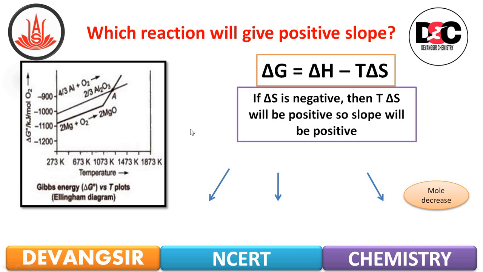If delta S is negative, then negative and negative will be positive. Automatically the slope will be positive.